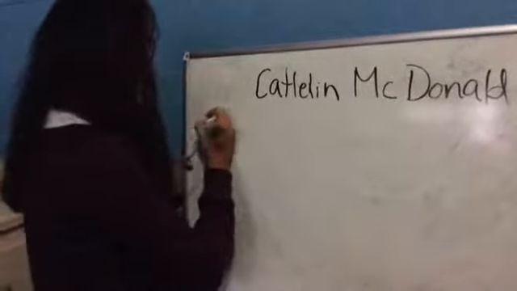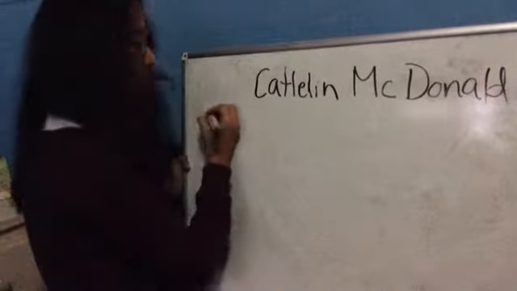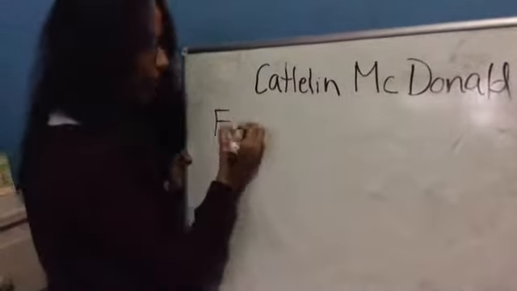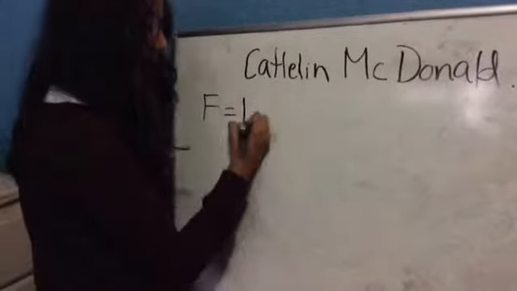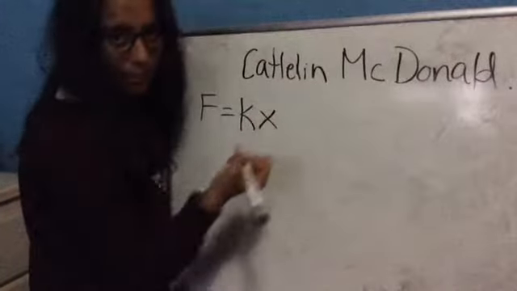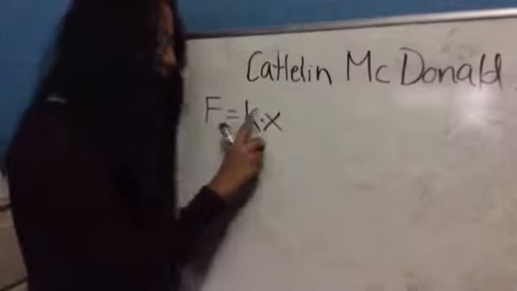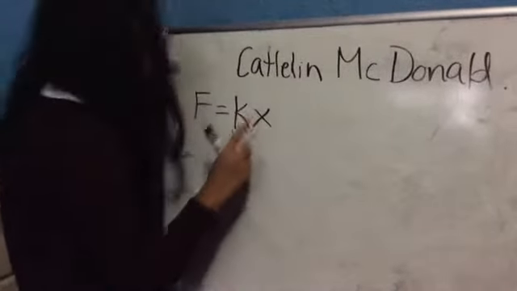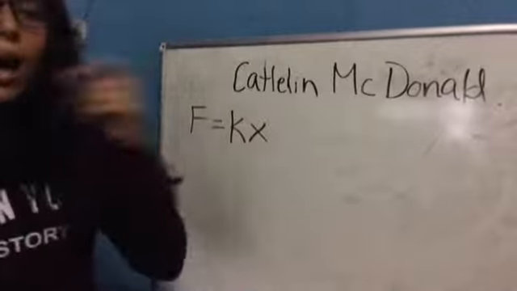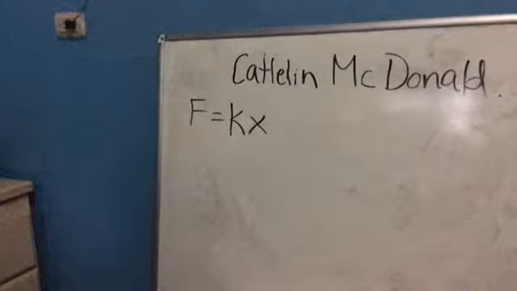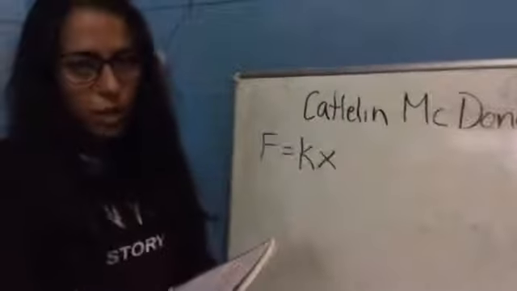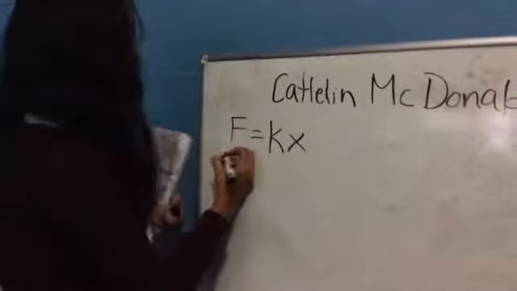You have to be aware that this is how you make the formula. F is equal to K times X. It's times, but you don't write it because it's invisible. Now, I'm going to explain what this means.